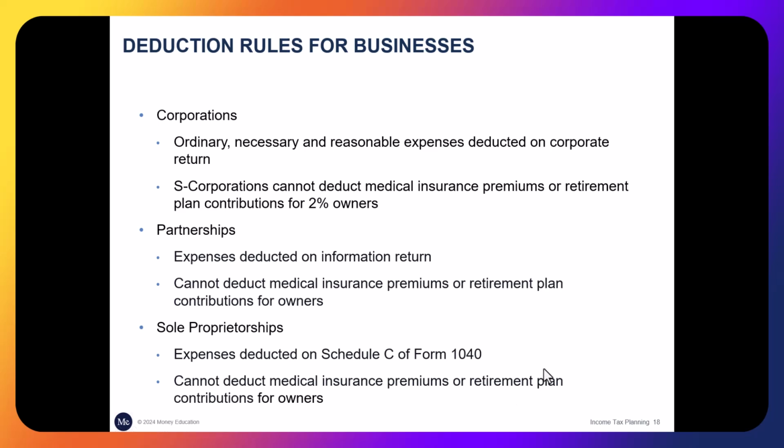So let's talk about deduction rules for businesses. For corporations, it must be ordinary and necessary expenses to be deducted on a corporate return. An S Corp cannot deduct medical insurance premiums or retirement contributions for 2% owners. The partnership's expenses are deducted on the information return, and it cannot deduct medical insurance premiums or retirement plans for the owners, but you can put it on the 1040 form. And sole proprietors can deduct on Schedule C, but they cannot deduct medical or retirement. It goes on a separate line. So it just can't go on the business return, but there is a personal deduction for that on their 1040.